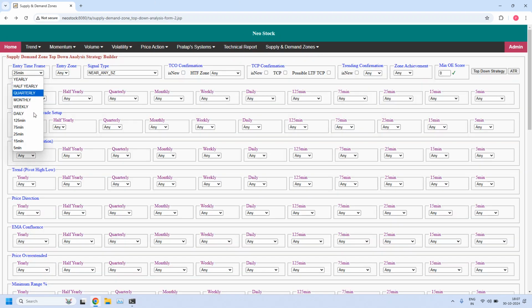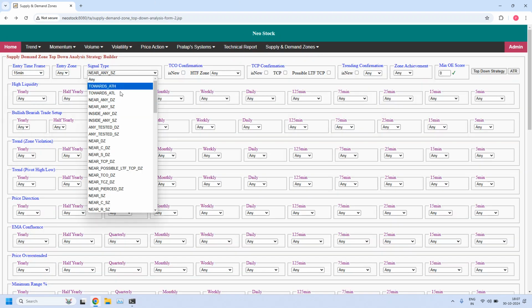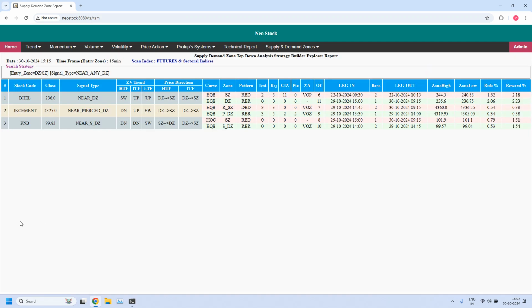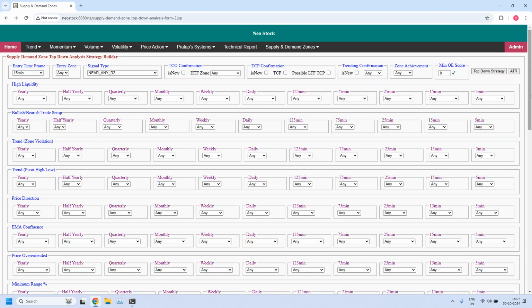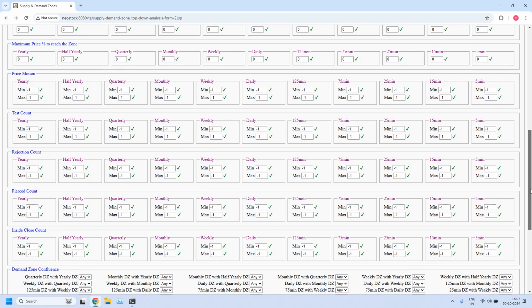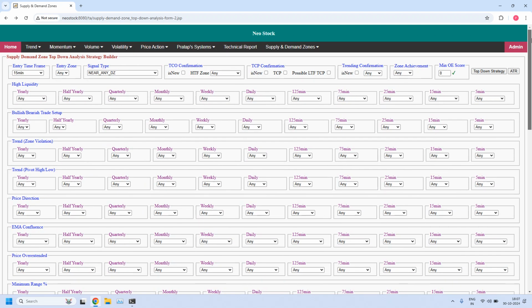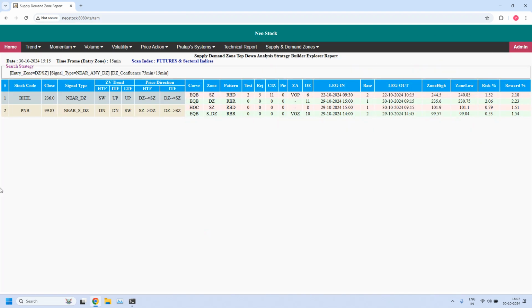Next time frame is 15 minutes. Let's find the stocks near 15 minutes demand zone. 3 stocks are filtered. Let's verify any of these demand zones are having ITF confluence. That is 15 minutes demand zone confluence with 75 minutes demand zone confluence. I'm enabling that filter. 2 stocks are filtered. These 2 are having ITF confluence, stocks near 15 minutes demand zone.